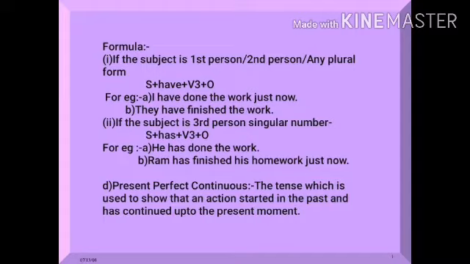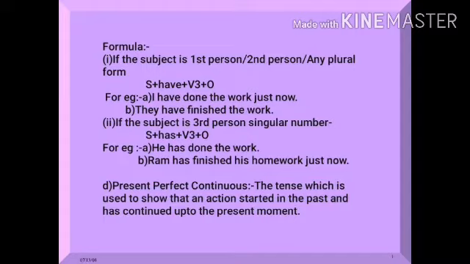Here he is the subject, then has I have written according to the formula, then done is V3, and the work, it is object. Similarly, I have written Ram has finished his homework just now. Here Ram is subject, has I have written according to the formula, finished is V3, then his homework, it is the object, and just now it's the time.